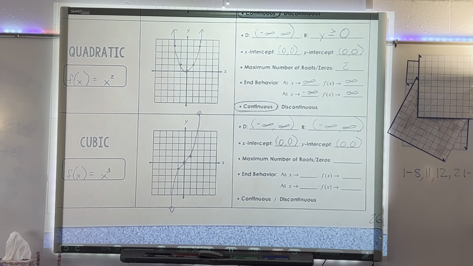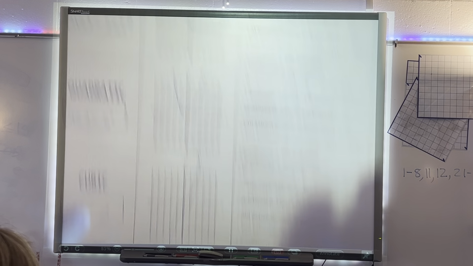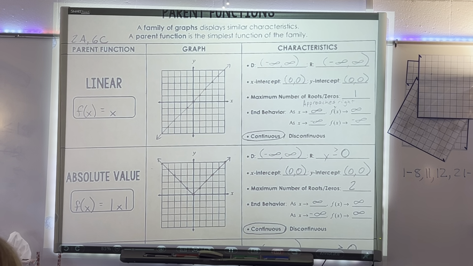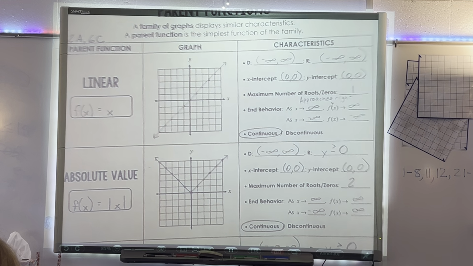All right. Now this one's a little bit tricky. Any idea what you think about the maximum number of roots or zeros? You wouldn't know this, I'm just curious what you think. We have at least one, right? Okay. So, let's look at this. A linear function is basically x to the first power, right? Yes? It can cross one time.